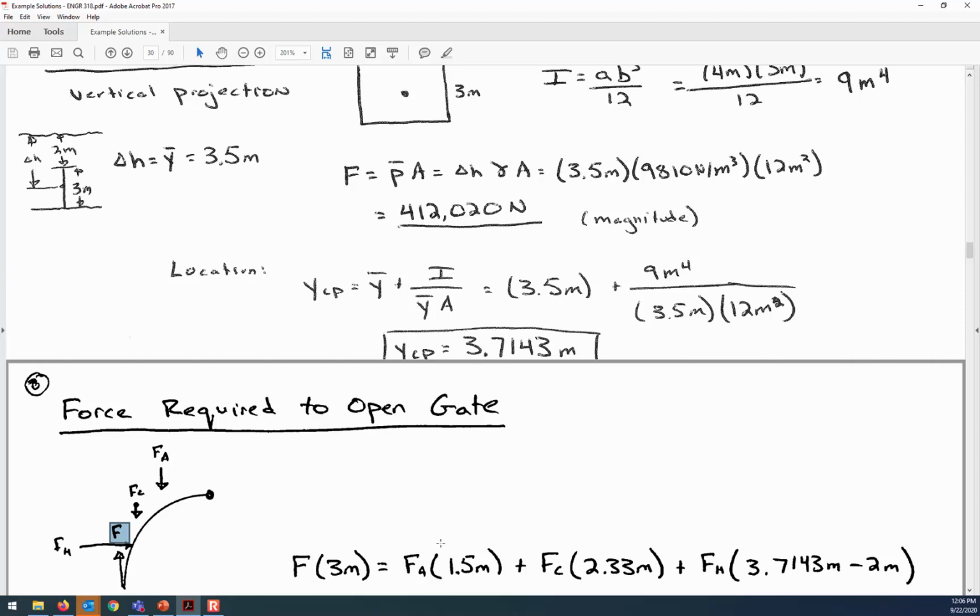FA is 1.5 meters, the distance sideways over to where the force is located. 2.33 meters is the distance sideways over to where FC is located.